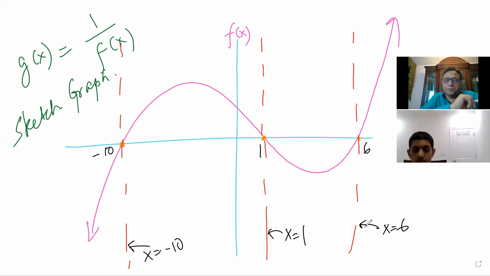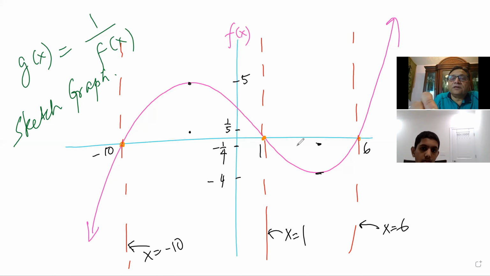Okay? Vertical asymptote. Now, let us give a value of this maximum as, let us say, 5. And let's say this maximum value is minus 4. Now tell me, what is the reciprocal of 5? 1 over 5. So we get this point, which is 1 over 5. And the reciprocal of minus 4 will be 1 over 4 with a negative sign, correct? Yeah. So those are your points.